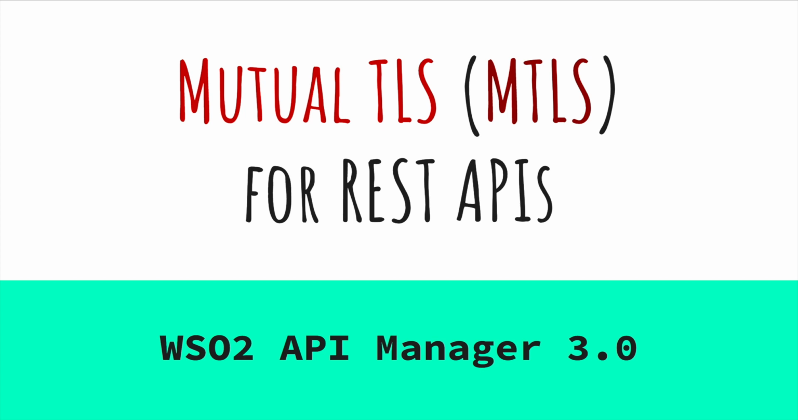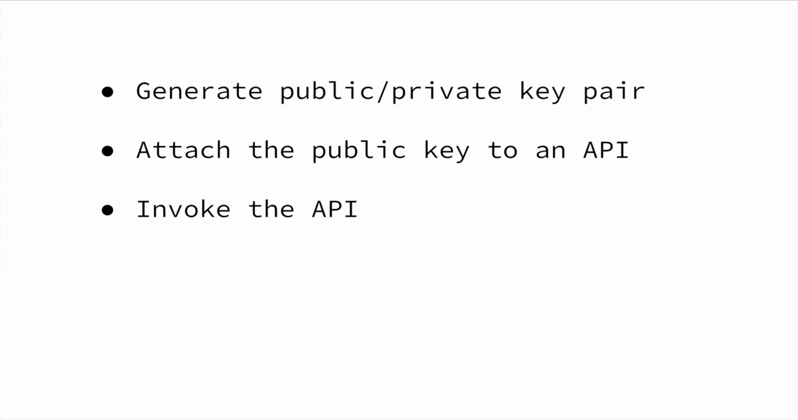In today's video, we are going to talk about how you can secure a REST API with mutual TLS. So in this video, I will cover these steps. First, we will be generating a public and private key pair, and then we will attach that public key to an API, and finally we will invoke that API using the public and private key. Now let's see how we can do that.